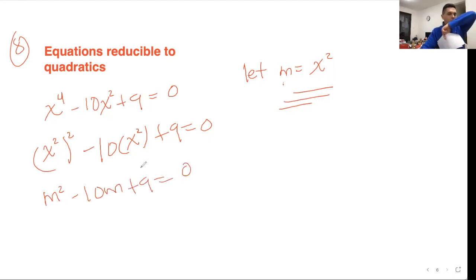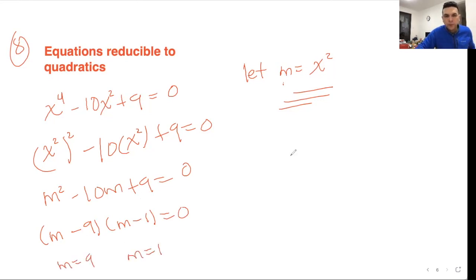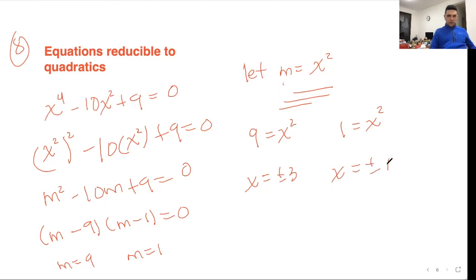And now I can just factorize this. m minus 9 times m minus 1 equals 0. So I get m equals 9 and m equals 1. And then I just come back here, right? And I substitute these numbers with m. So x equals plus or minus 3. And then we have 1 equals x squared, and this is x equals plus or minus 1. And those are my answers.